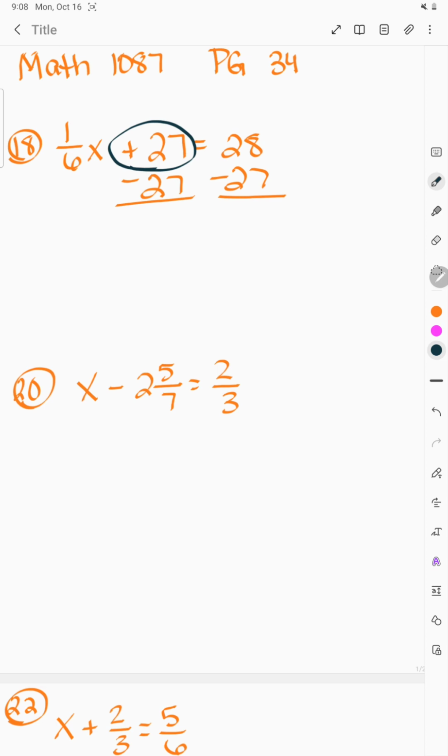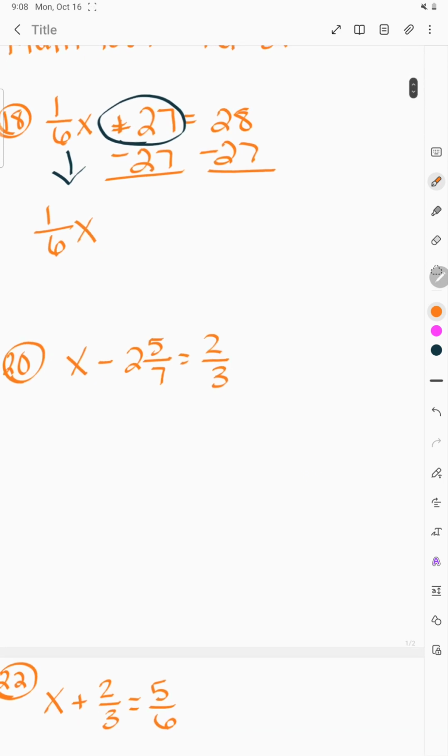So I'm bringing this 1/6 down. I'll have 1/6 x. So positive 27 minus 27 is 0, so those go away. And then 28 minus 27 is 1. Now I still need to get rid of this fraction. So this is 1 divided by 6.